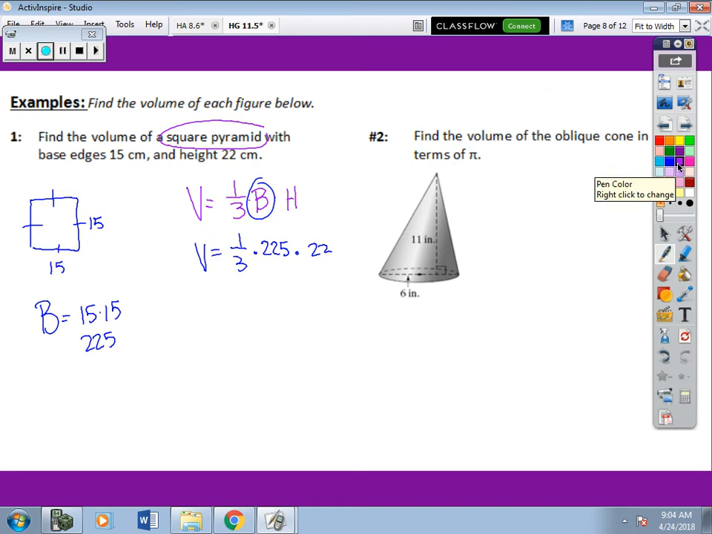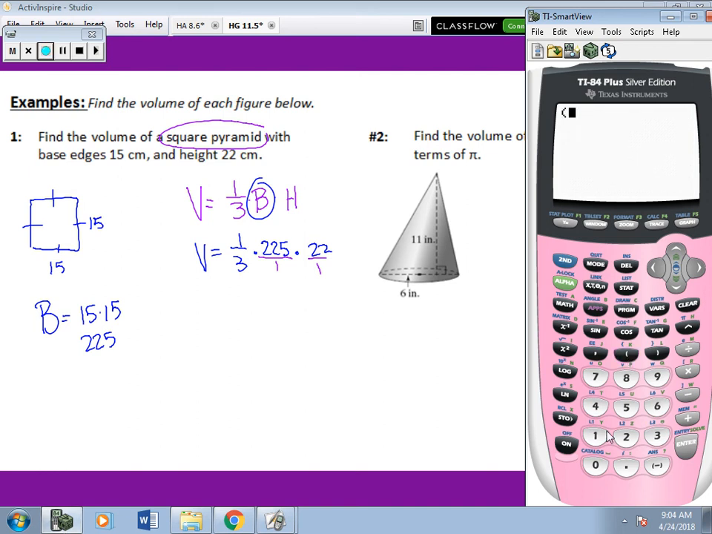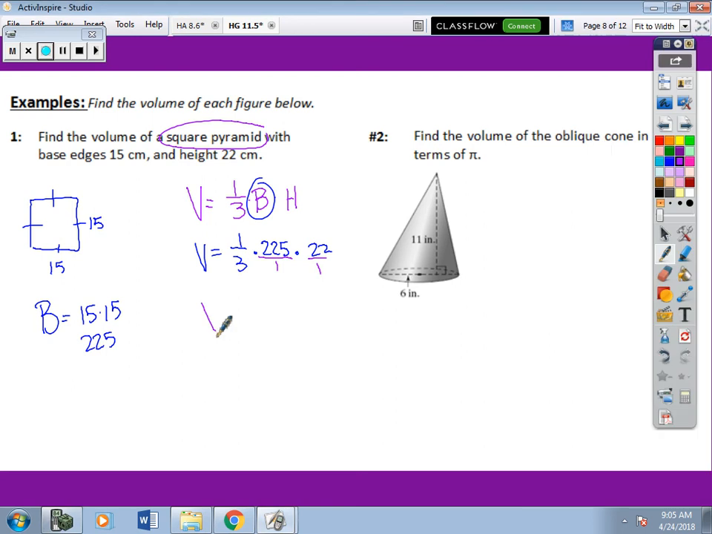Now it's up to you how you want to type this in your calculator. We could put these all over 1 and multiply the tops and then divide that by 3. Or you also can put in your calculator 1/3. Remember that in a calculator to put 1/3 you would just put parenthesis 1 divided by 3 parentheses, that's 1/3. So you could do that times 225 and times 22. We'll get 1650. Again, if you prefer, you could do 225 times 22, hit enter, and then divide by 3. You'll get 1650. And that again will be cubic units.